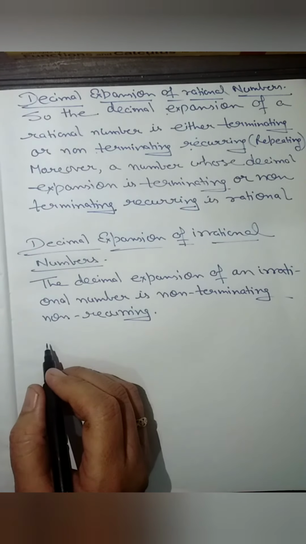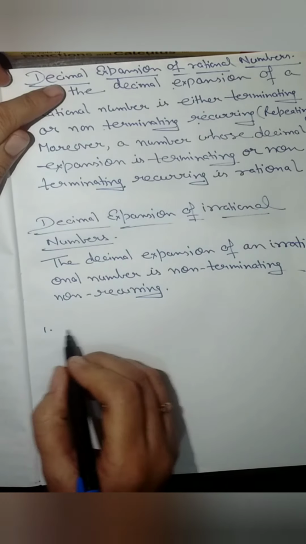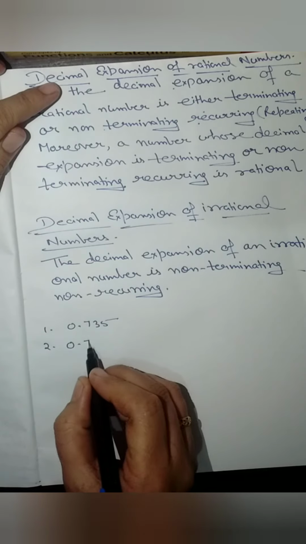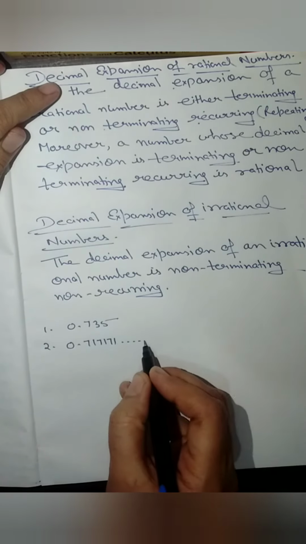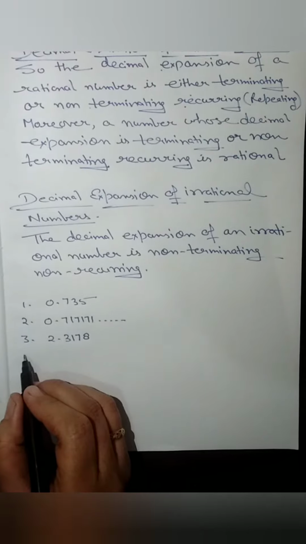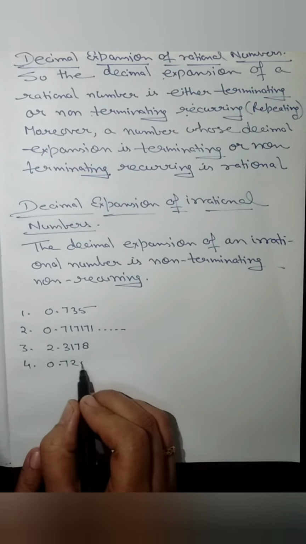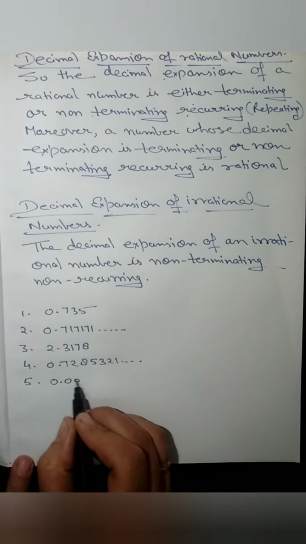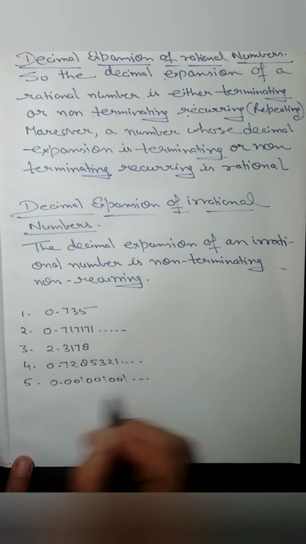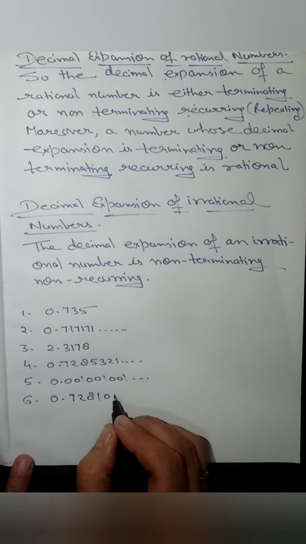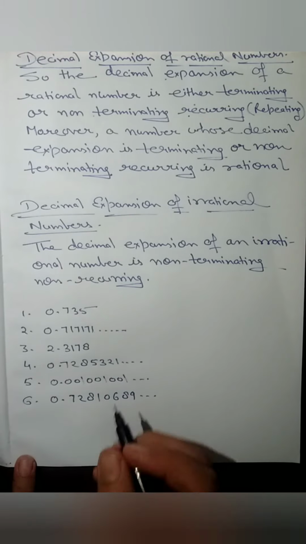Let's take some more examples. Suppose one decimal expansion is 0.735, then other is 0.717171, then 2.3178, then 0.728531, then 0.001001001, then 0.72810689.